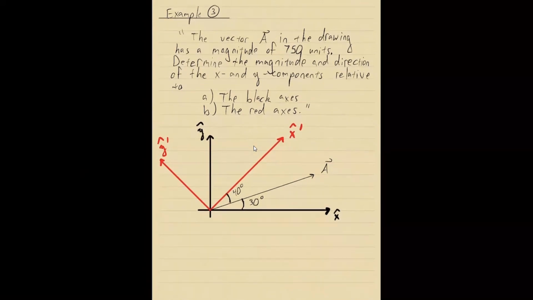To start with, let's look at what we know. So we know that the magnitude of A is 750 units. I could probably just leave that off, actually. I don't feel like writing that all the time. And the angle, so I'll call it theta black, for the black axes. The angle between the positive x-axis and our vector A is 30 degrees.